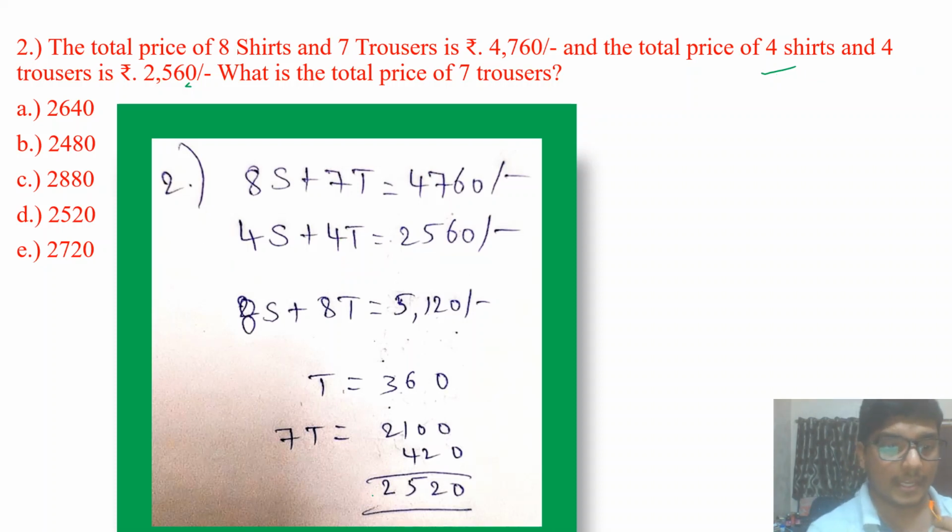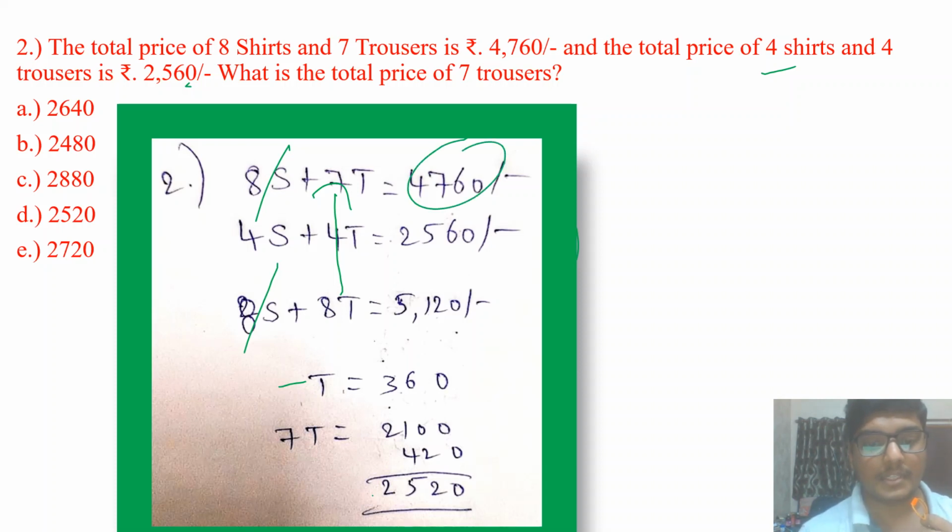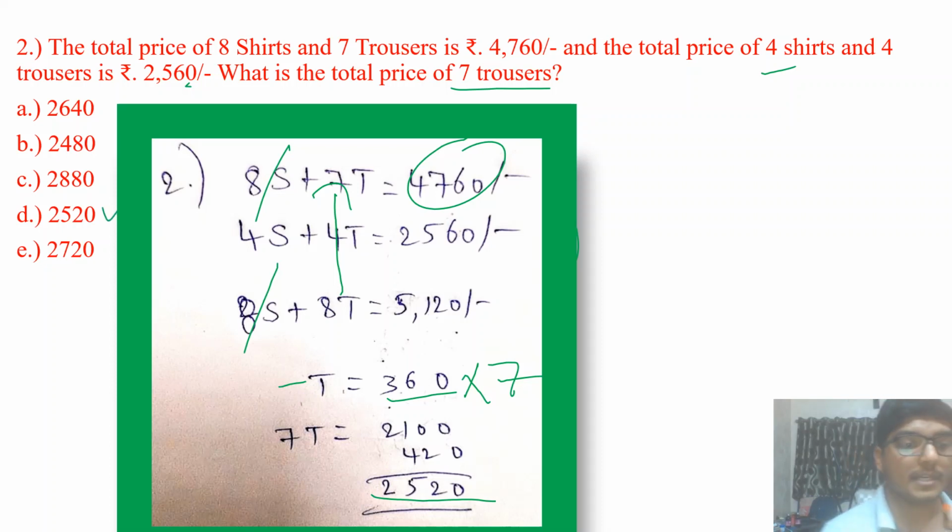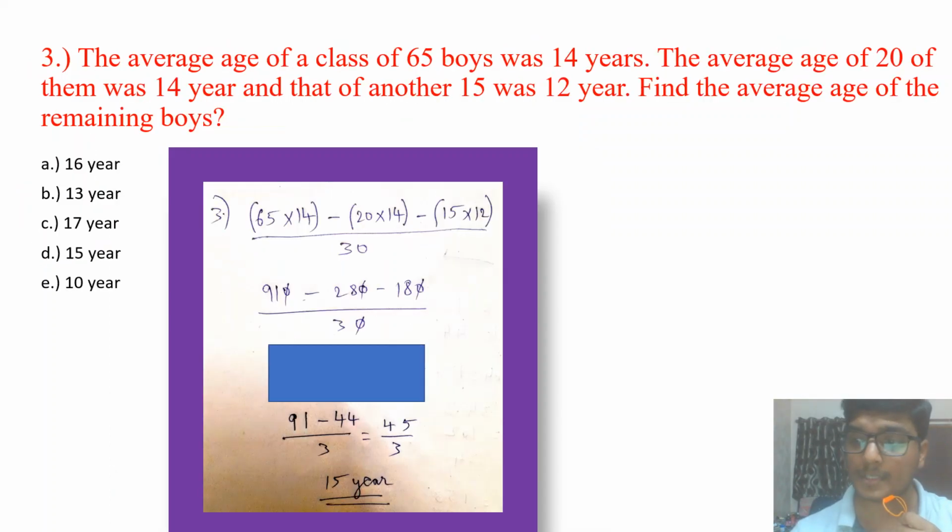What's the difference? 8 shirts, sorry, 8 shirts get cancelled. 8 trousers minus 7 trousers is 1 trouser. 5120 minus 4760 is equal to 360 rupees. We were asked to find out the value of 7 trousers. That means 360 into 7 is equal to 2520. Option D is the right answer. I hope you understood these two problems. Let's move to the third one, the last one.